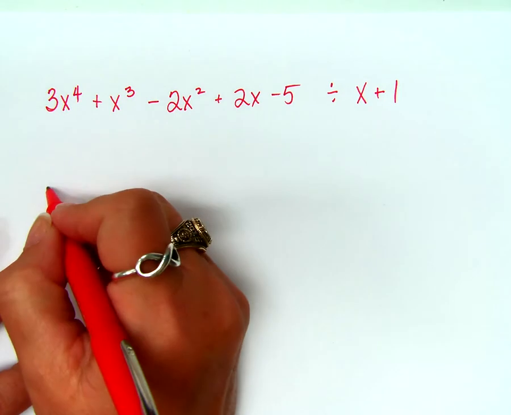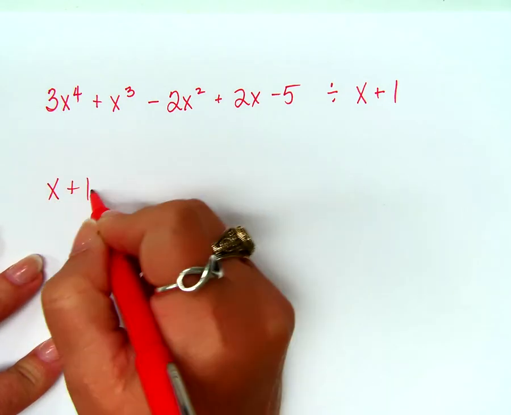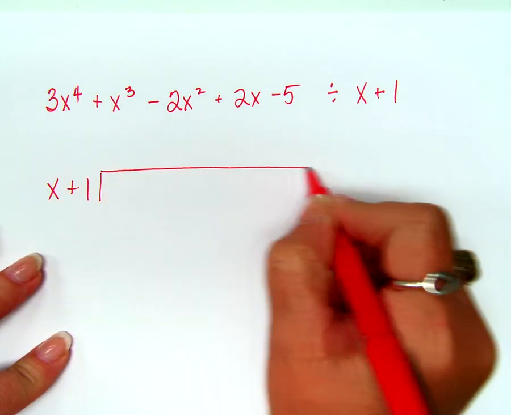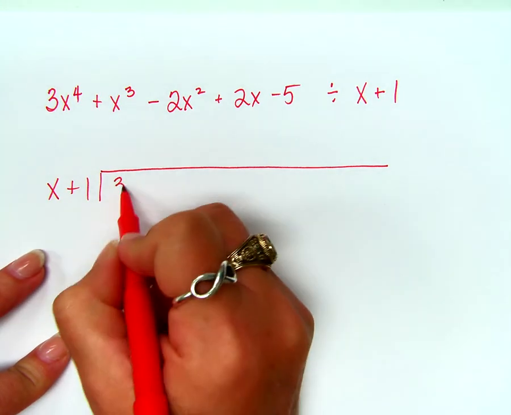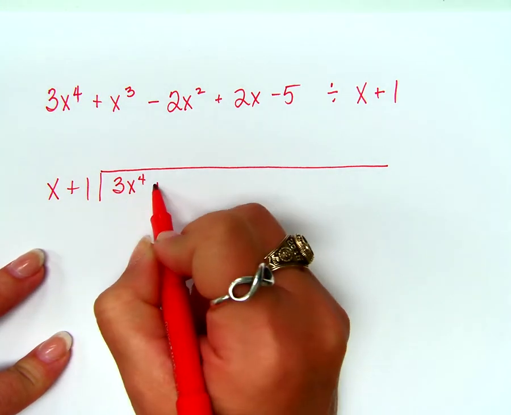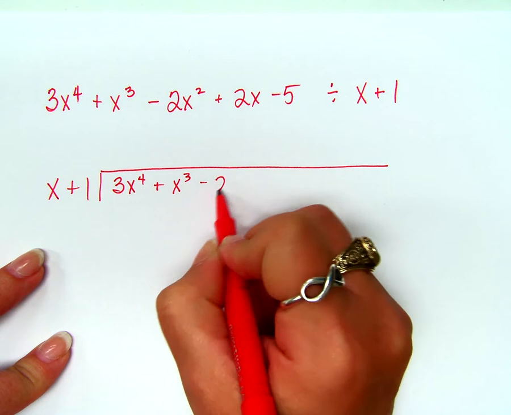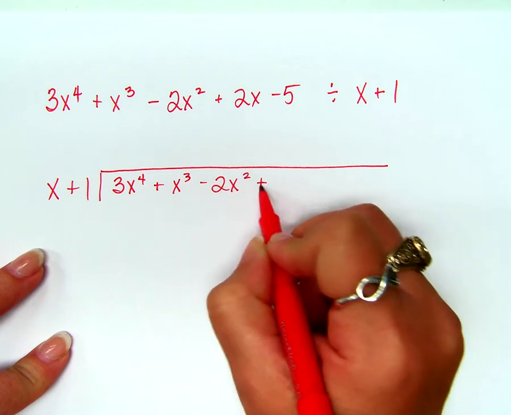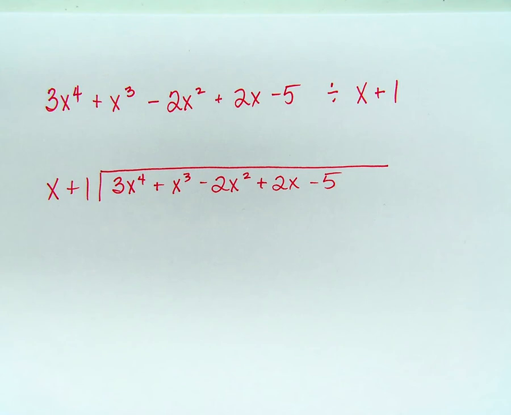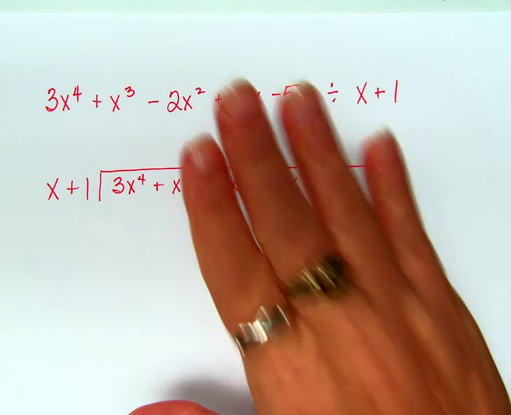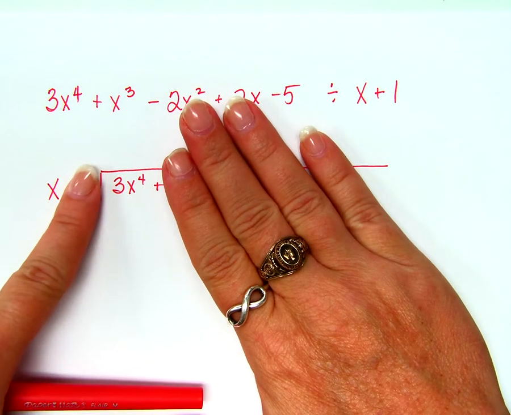On the outside, right? So x plus 1 is on the outside. And the dividend goes on the inside, right? Underneath the division sign. 3x to the fourth plus x to the third minus 2x squared plus 2x minus 5. You okay with that? Okay, remember, we're just looking at first terms here.